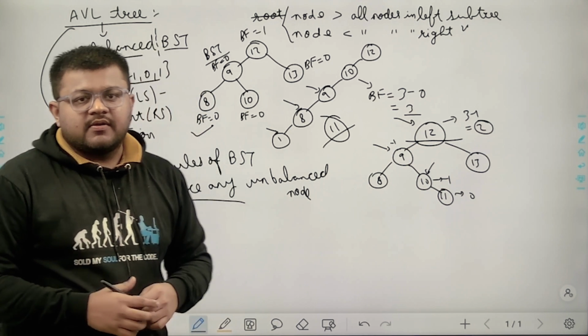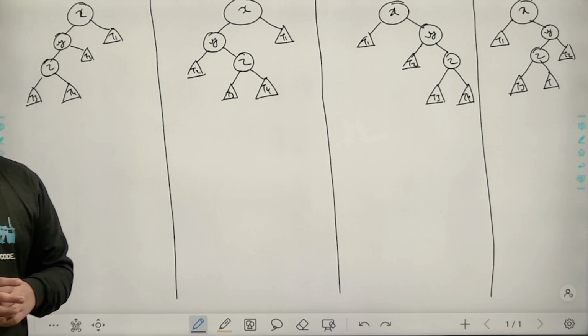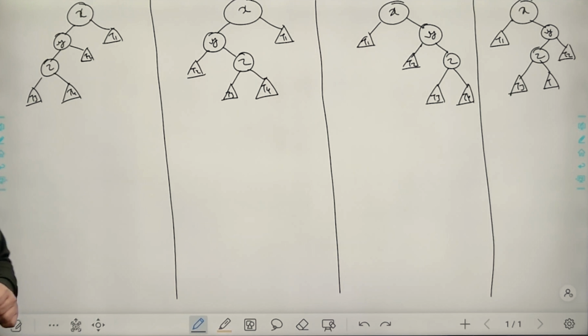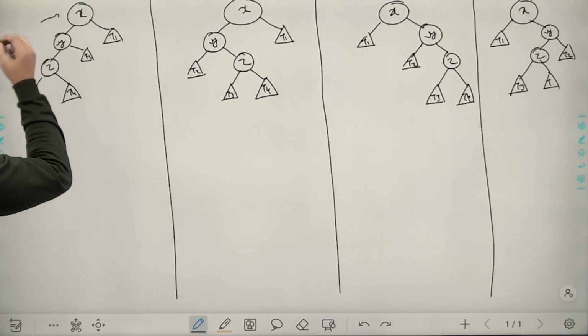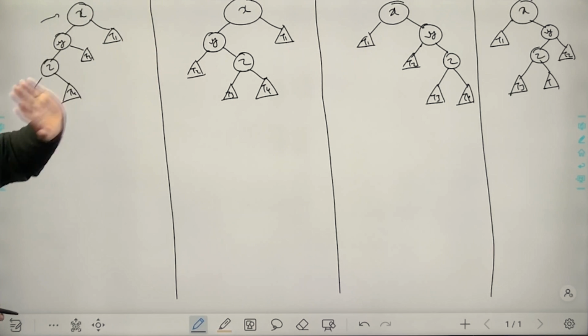Now let's look at it. So now after inserting a value, let's say the tree became unbalanced. Let's say it became unbalanced with respect to node X, in all the 4 cases.